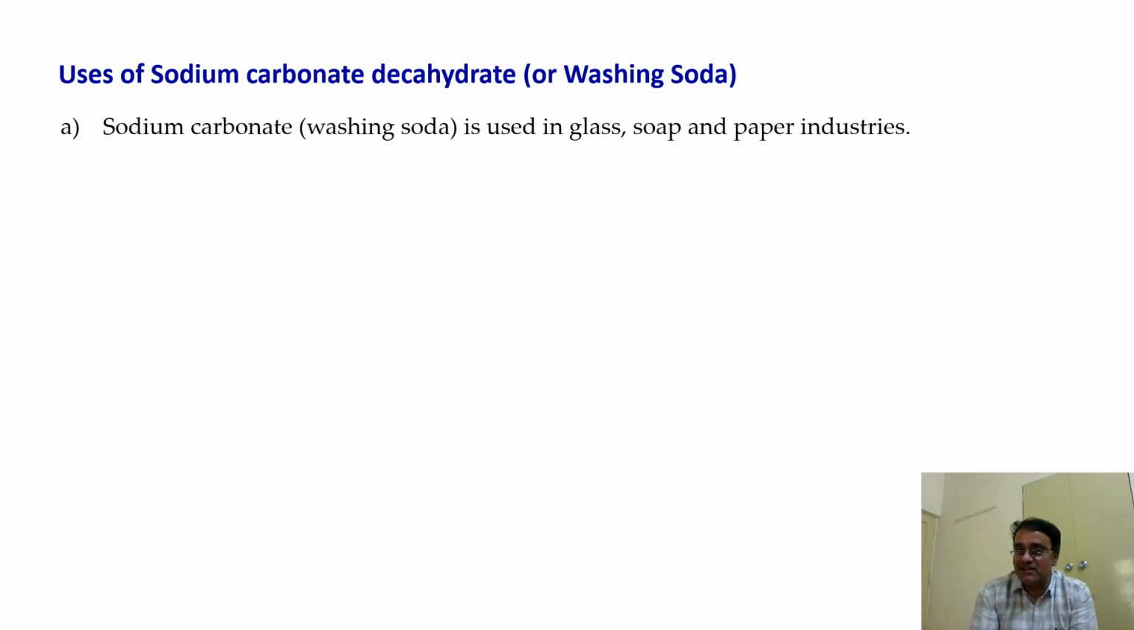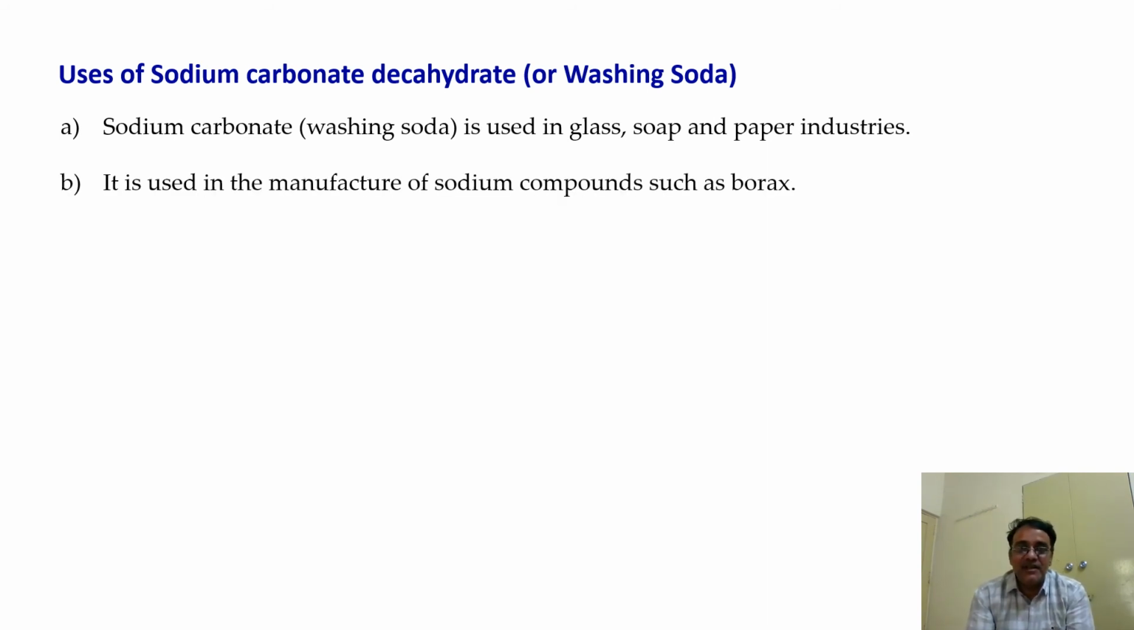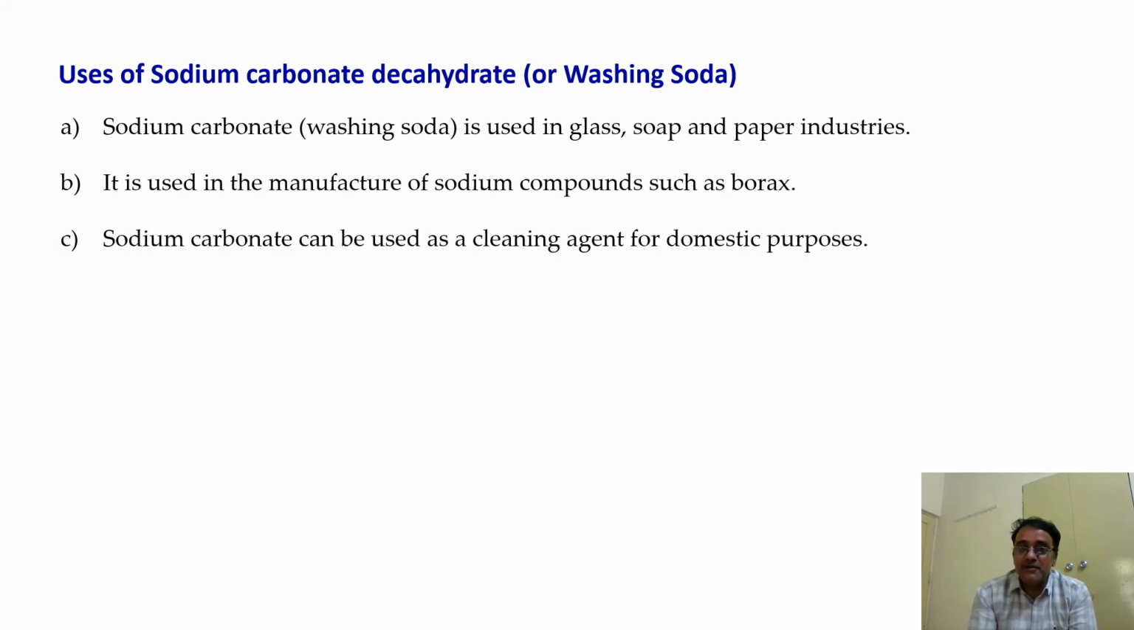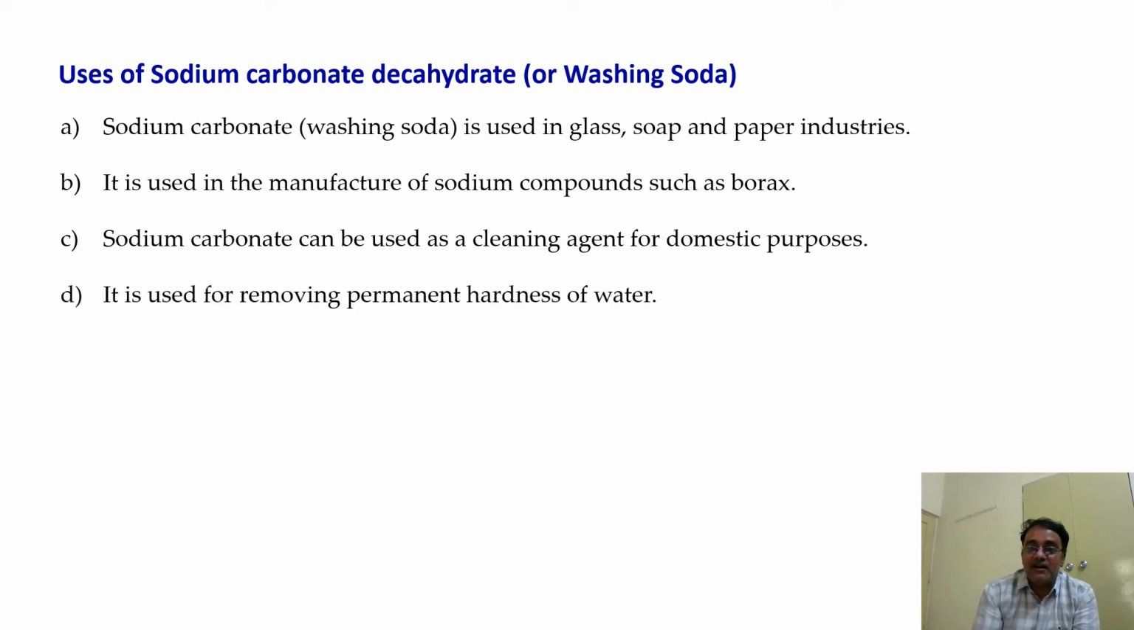It is used in glass, soap and paper industries. It is also used in the manufacture of sodium compounds such as borax. Sodium carbonate can be used as a cleaning agent for domestic purposes. Okay, and it is also used for removing permanent hardness of water. So these are the uses of washing soda.